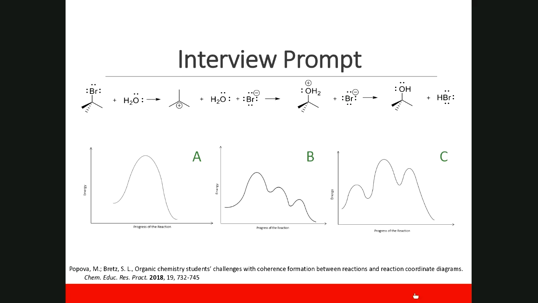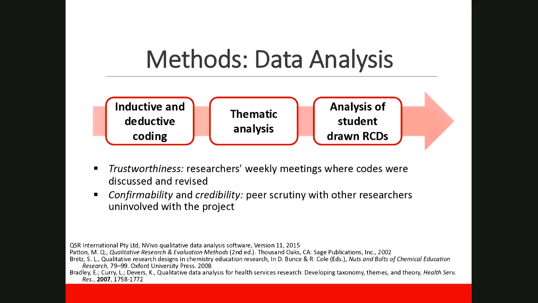So that's what students were supposed to do. They were supposed to match their two reactions assigned to a reaction coordinate diagram. We analyzed the data by inductively coding the interview data, and we performed constant comparative analysis to make sense of what students were saying, and then we also analyzed students' drawings of reaction coordinate diagrams to get additional insight about their understanding and ability to make connections between the reactions and the reaction coordinate diagrams.